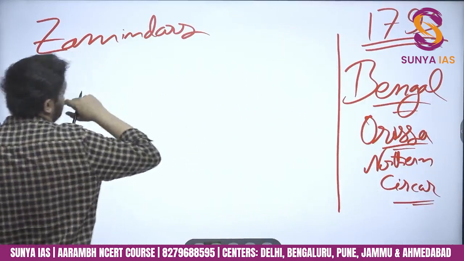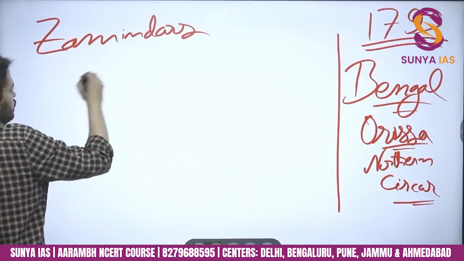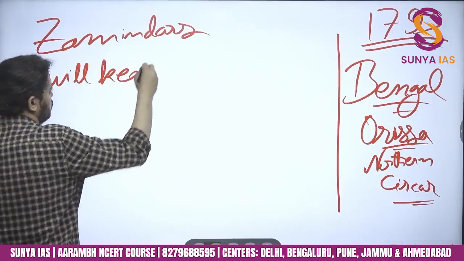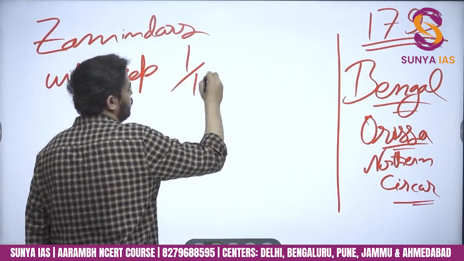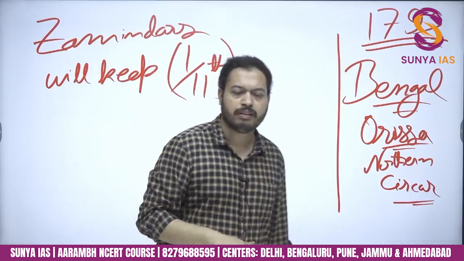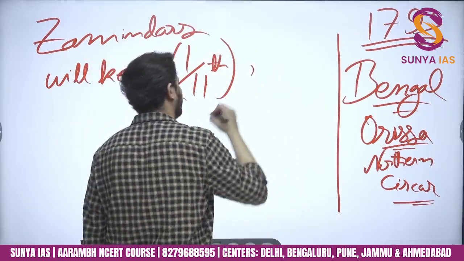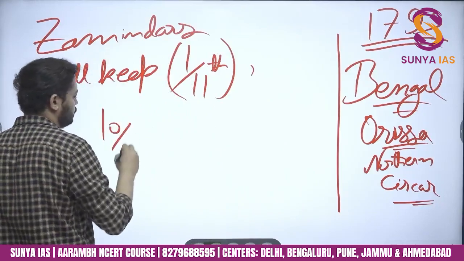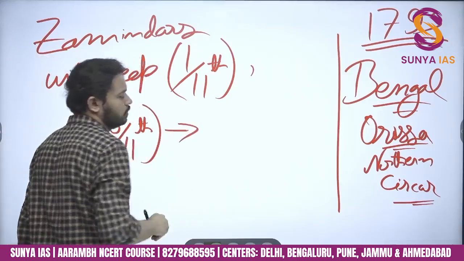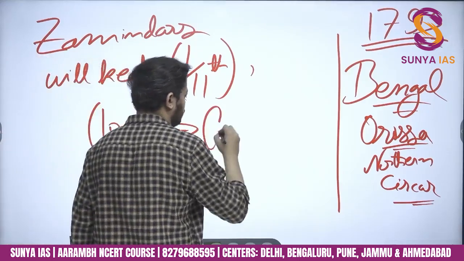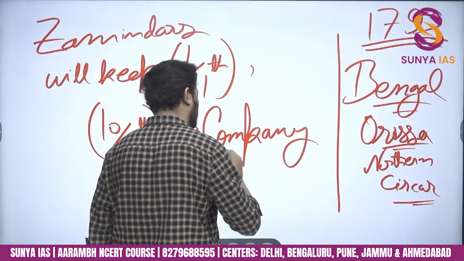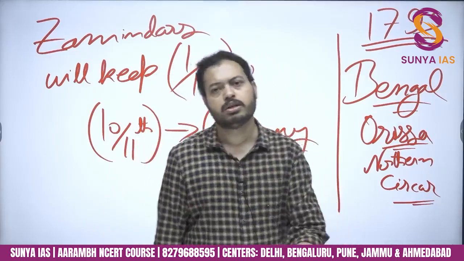So it was decided that zamindars will collect the revenues and zamindars will keep 1/11th part for themselves, and they will give 10/11th of the total revenue to the company. Okay, so that has to be the distribution in the permanent settlement.